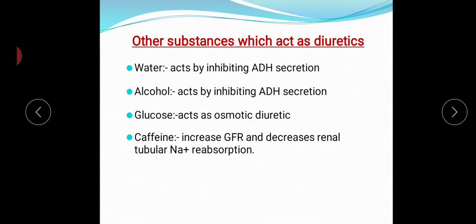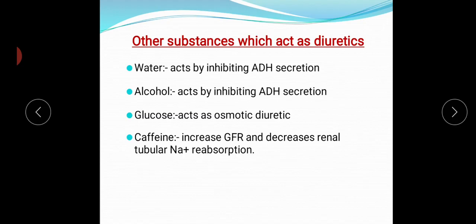Now, other than this, there are certain other substances that can also act as diuretics and increase the urine outflow. Out of these, one is water. If you are drinking excess water, then there will be more urination. The excess water will inhibit the ADH secretion by making the plasma volume hypotonic.